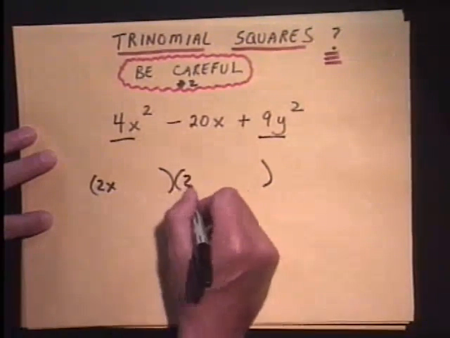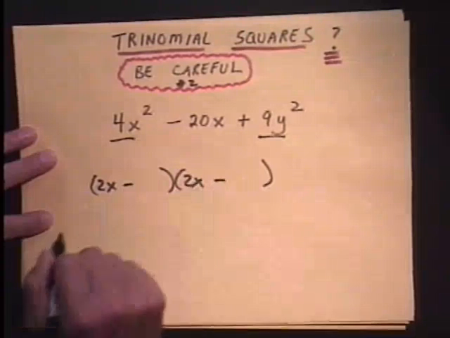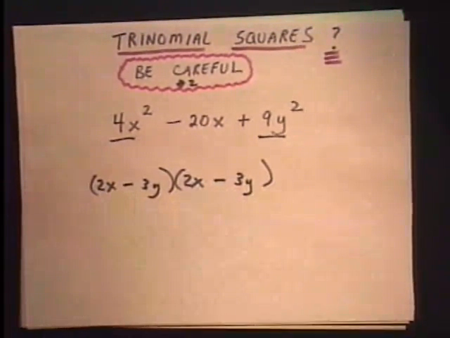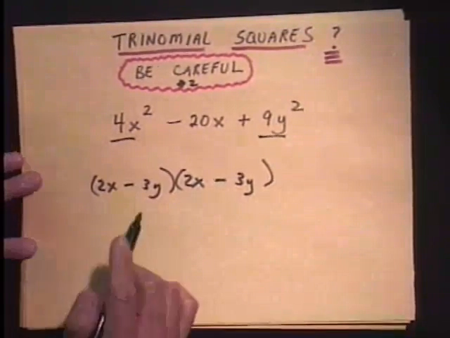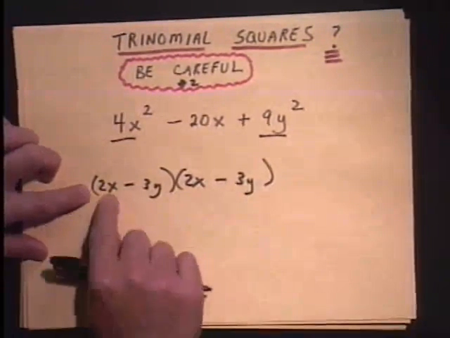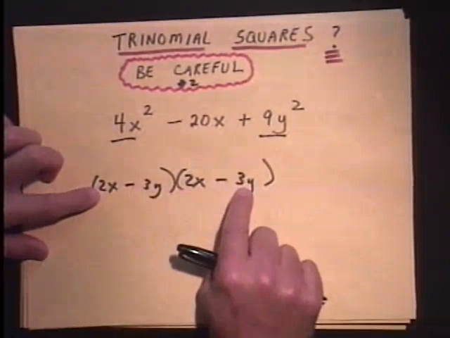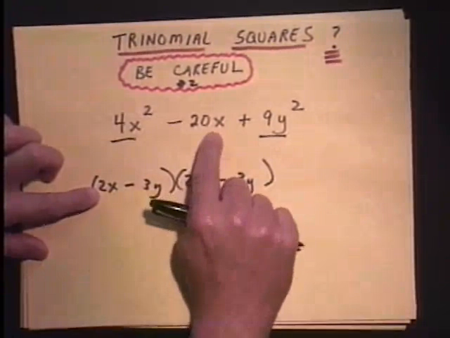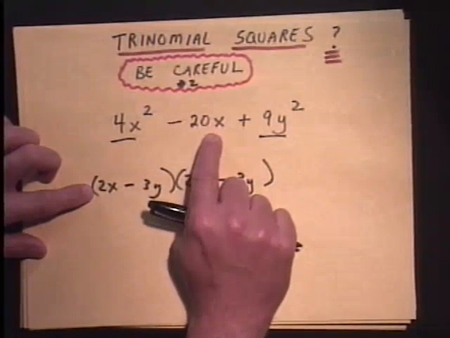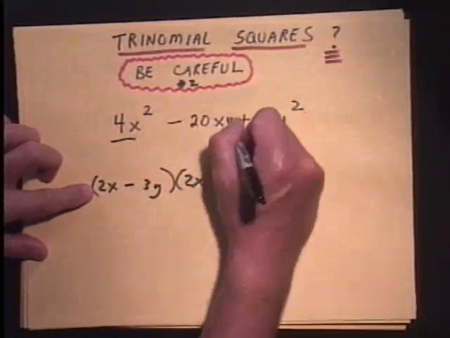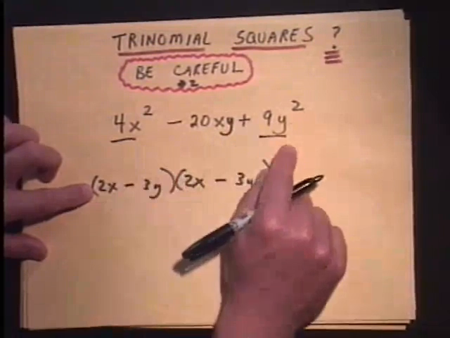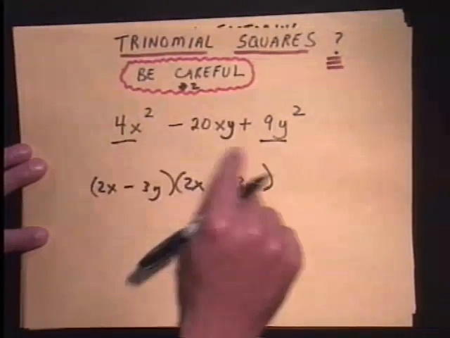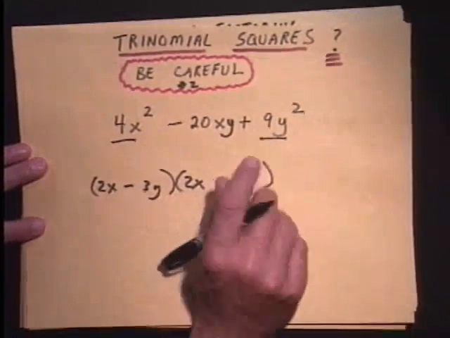I get 2x minus 3y, 2x minus 3y. Does that check? No, because if I go to multiply this back, I get 2 times 3, a minus 3 out here would give me a minus 6xy. Minus 6xy, that's not going to give me a minus 20xy here. And actually, I probably should make that a 20xy there. Let me go ahead and sneak that y in the problem. So that one is not going to give me this back. It looks like a trinomial square, but looks are deceiving.